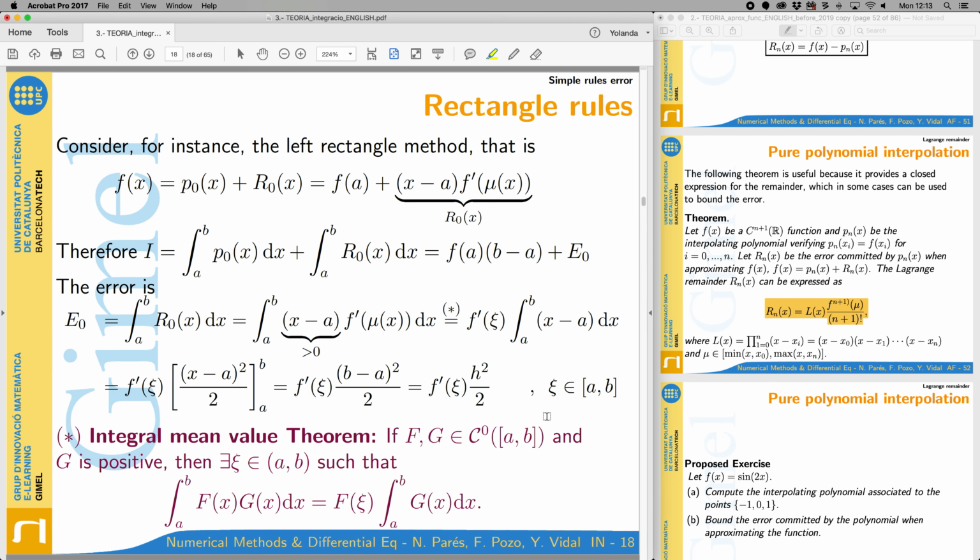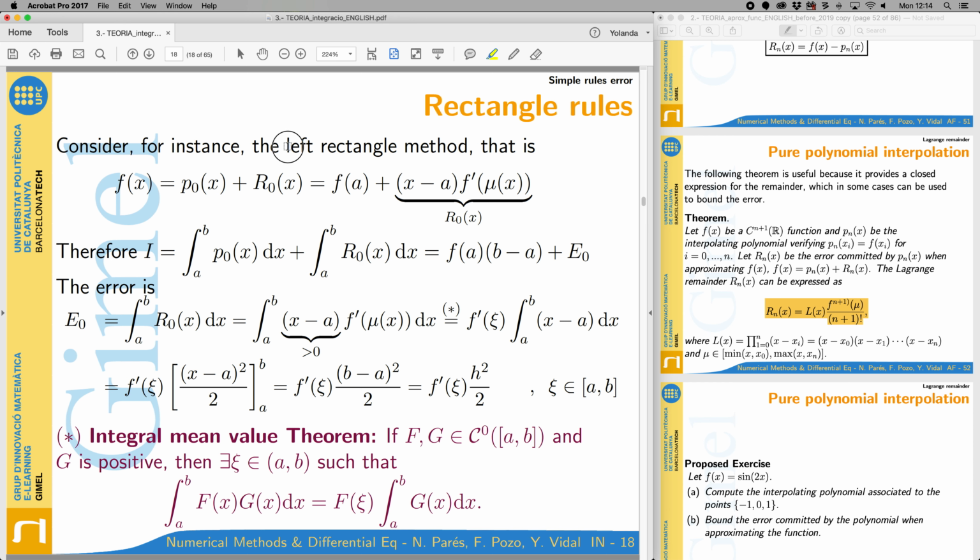Now what we want to do is, for each one of the simple rule methods, we will start with the simpler one, the rectangle rule. We want to find out what's the formula for the integration error. If I'm using the rectangle rule, I'm approximating f of x by a degree 0 polynomial, and then I have the Lagrange remainder that comes from this pure interpolation with only one data point.